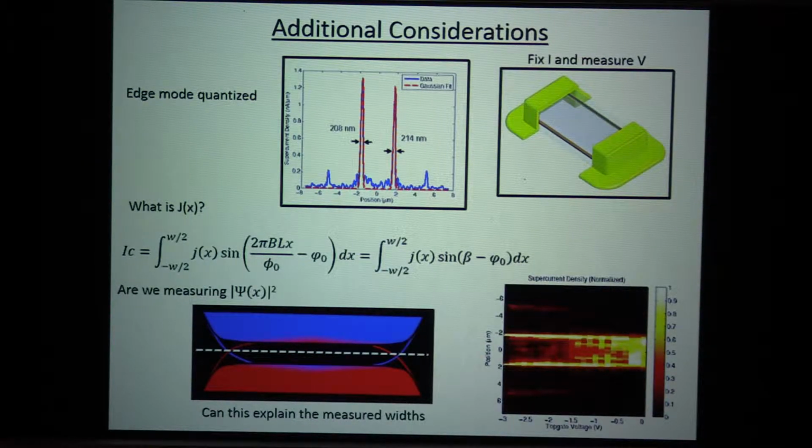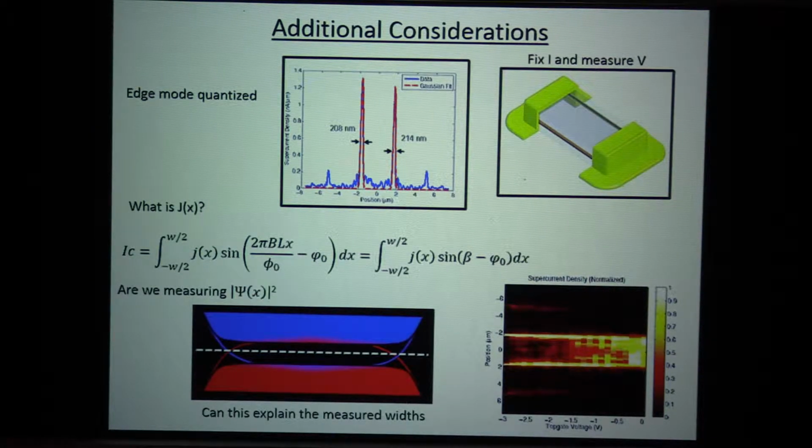I think this is not correct. In fact, I think one really needs to develop a proper theory for when this has a single mode or two modes or three modes, in order to really be able to say, oh yes, this is really the wave function of this mode at the edge. So this is one question that I'd like to pose.